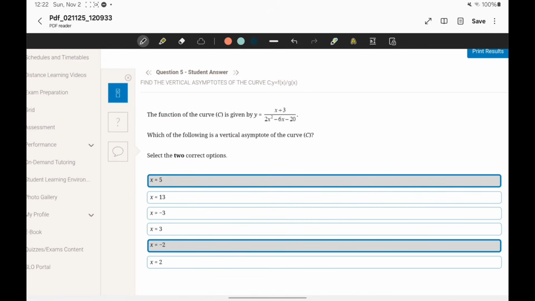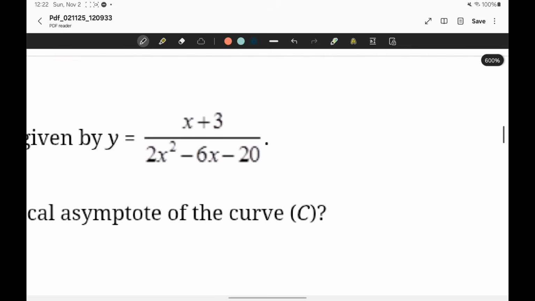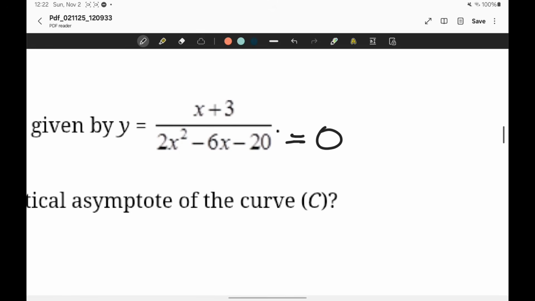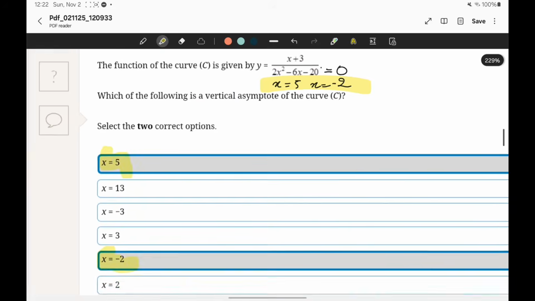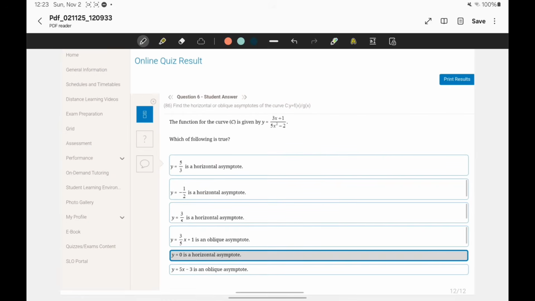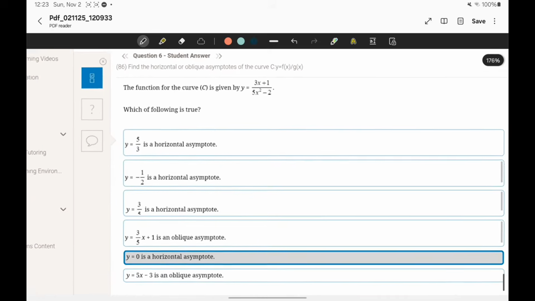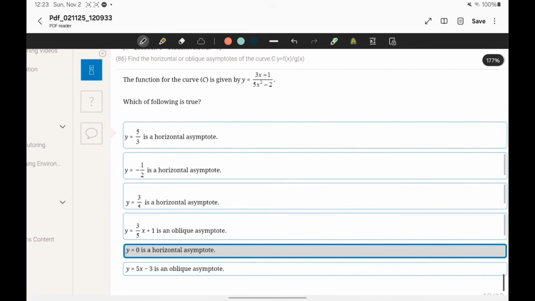Number 5, they gave you a function and they want the vertical asymptote. We said for the vertical asymptote, we equate the denominator to 0. You could put this into your calculator. You get x is 5 and x is minus 2. That's your answer. x is 5 and x is minus 2.